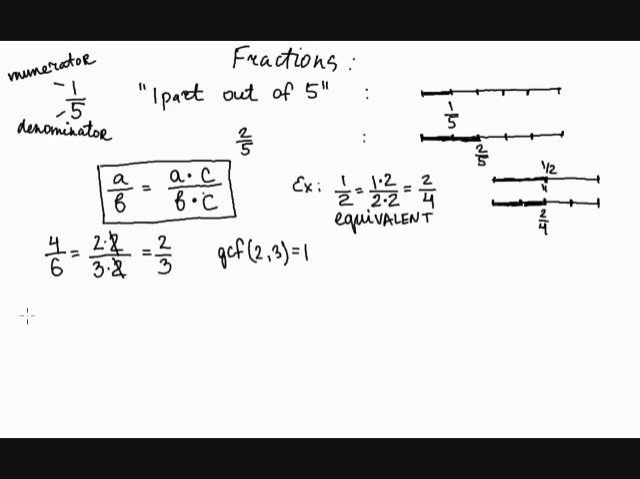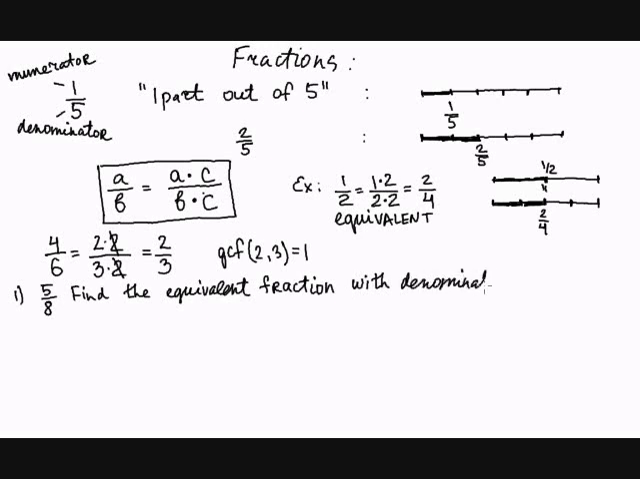Now I'm going to show you how to do a couple of examples. First one will be: given the fraction 5/8, we have to find the equivalent fraction that has denominator 32. So the first thing we're going to notice is that 32 is a multiple of 8, and 32 is actually equal to 4 times 8.